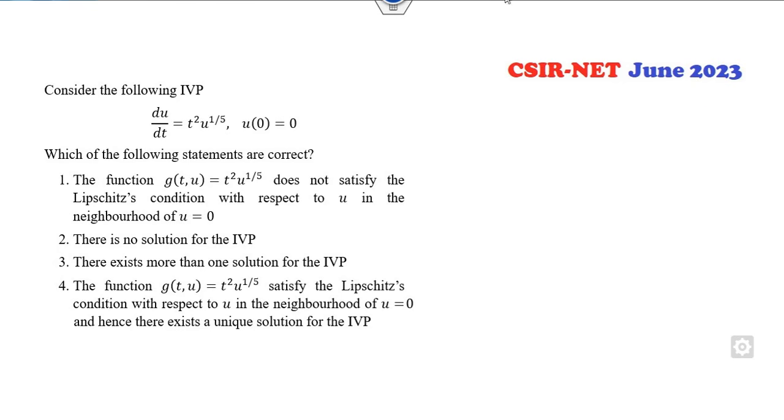Look at this one, June 2023. Again, what is that? u dash is t square of 1 over 5, and u of 0 is my 0. Clearly, this number 1 over 5 lies between 0 and 1. This is my 0. So either this will give the infinite solution or the unique solution, depending on whether the coefficient of this is positive or negative.